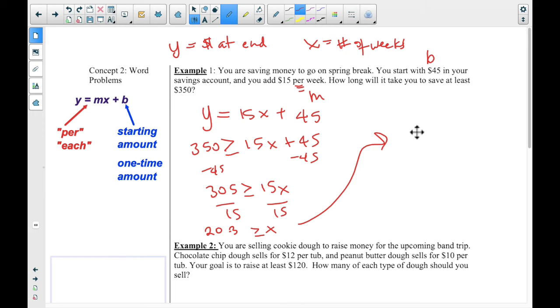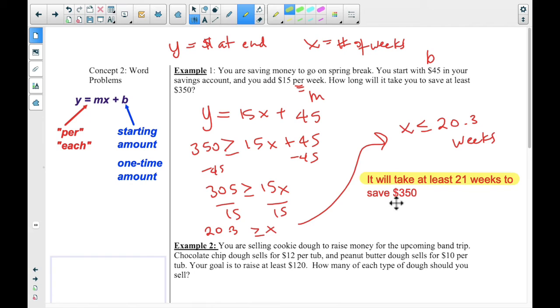So one thing is I always want my x on the left. So I'm going to move it to the left. It's pointing to the x. I want to keep it pointing to the x. 20.3, that was measured in weeks. So what we could say is it will take how many weeks? At least 20 and a third, or maybe you could say at least 21 weeks to save $350. All right, so it will take at least 21 weeks to save $350.